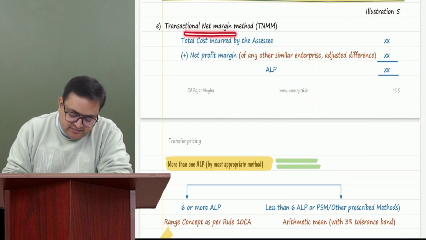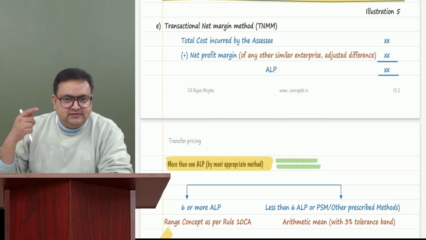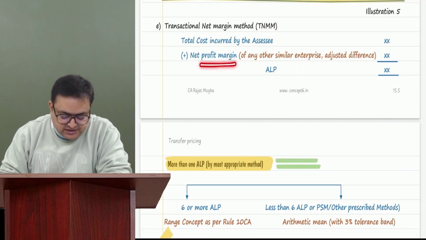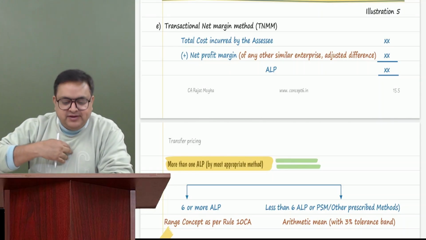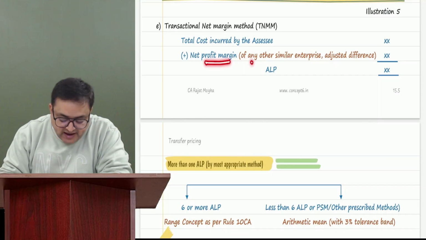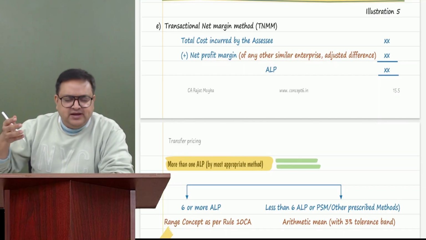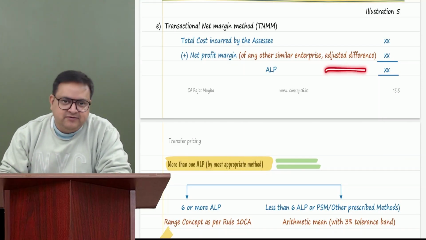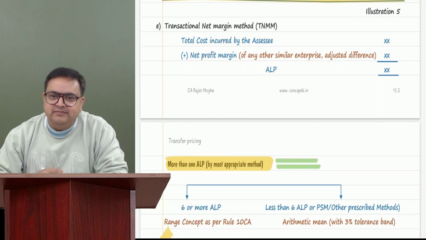What is the transactional net margin method? Total cost incurred by the assessee. So whatever cost the assessee is incurring, we will take it, same as in the cost plus method, plus net profit margin. But there we were taking the net profit margin of ourselves, the normal net profit margin. But here, the net profit margin of whom? Of any other similar enterprises in the same industry. So we can take the profit margin of that also. And if there are any functional differences, we will adjust that as well. So this is known as TNMM, the transactional net margin method.